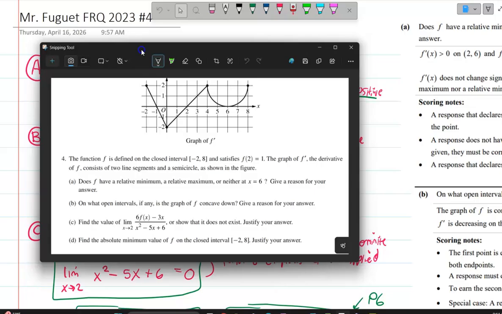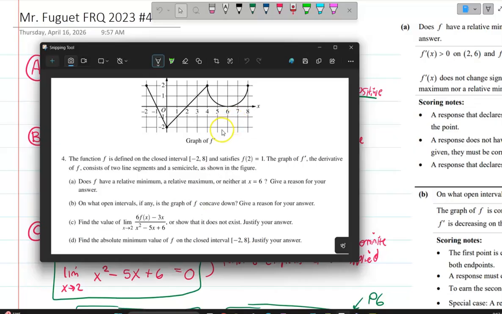On what open intervals, if any, is the graph of f concave down? So this is what I was just meaning a moment ago. So that means we're going to look for when the second derivative is negative. Since we're given the graph of f prime, f double prime is noted as the slope of f prime. And that, what I just said there, is what we have to make sure we use as our language. We're not going to refer to it as f double prime. We're going to refer to it as the slope of f prime.